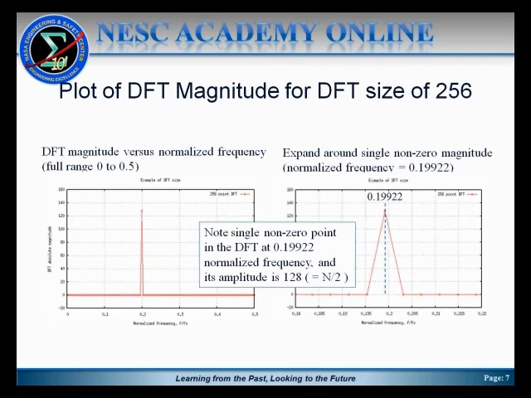Note again, there's only one point in there where we have a non-zero DFT magnitude, and that occurs at what looks really like 0.2, but we'll expand that out a little bit on the slide to the right. And also we'll note the amplitude of that signal is 128.